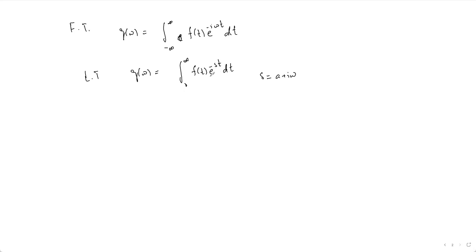Now if you use s as a plus i omega, what will the Laplace transform become? It is the integral from 0 to infinity of f of t, and now it will become e raised to power minus a t into e raised to power minus i omega t into dt. So you can see that this is the integral from 0 to infinity of f of t e raised to power minus i omega t into e raised to power minus at into dt. Now see this part, e raised to power minus i omega t. So the Laplace transform of this f of t is the Fourier transform of f of t into e raised to power minus at.